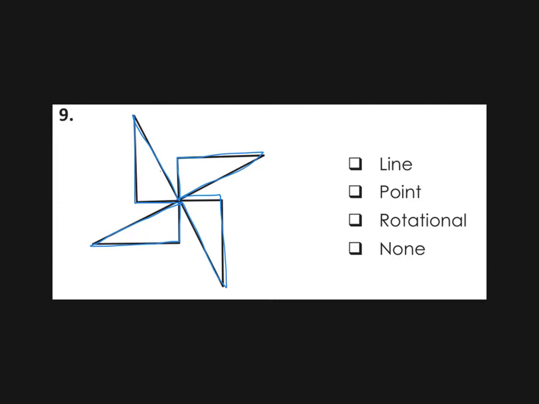Grab your patty paper, trace the figure, and see if you can trace the whole figure out without crossing over your own line. Trace the whole figure without any lifting of the pencil, just for the fun of it. Not that it has anything to do with this exercise. Okay, so no line symmetry, but what about point?